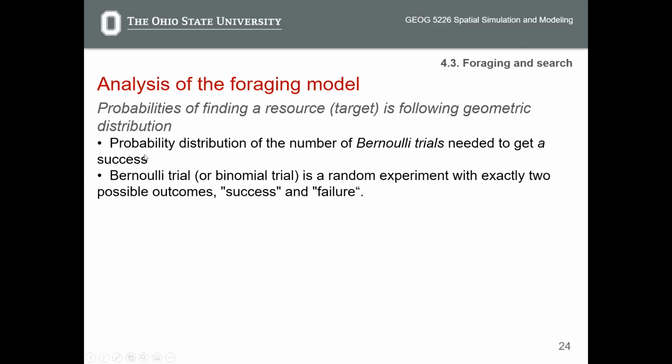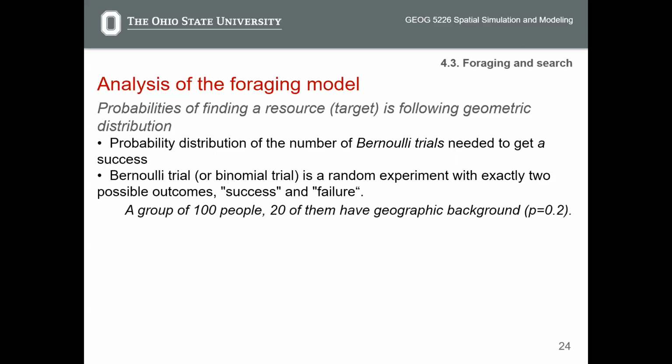The geometric distribution is a probability distribution of the number of Bernoulli trials needed to get a success. And what is a Bernoulli trial? A Bernoulli trial, also called a binomial trial, is a random experiment with exactly 2 possible outcomes, success or failure. It has a binary outcome, success or failure.